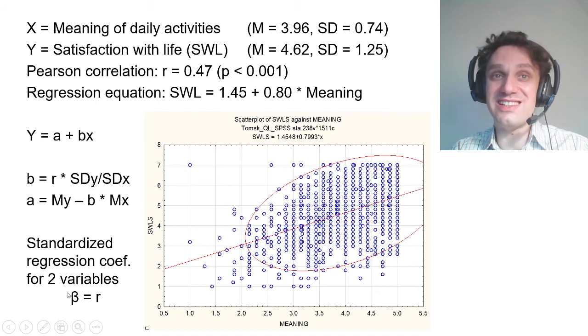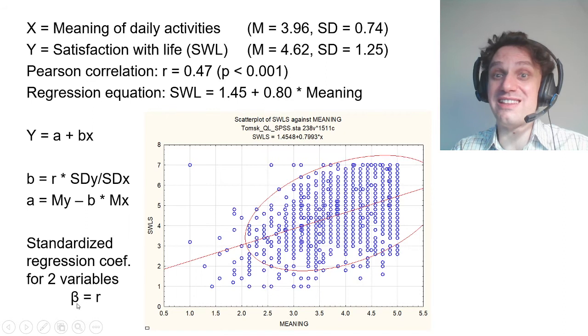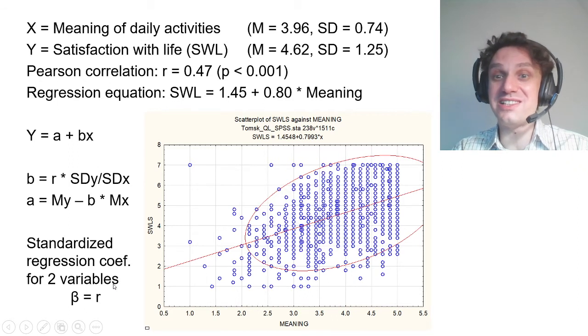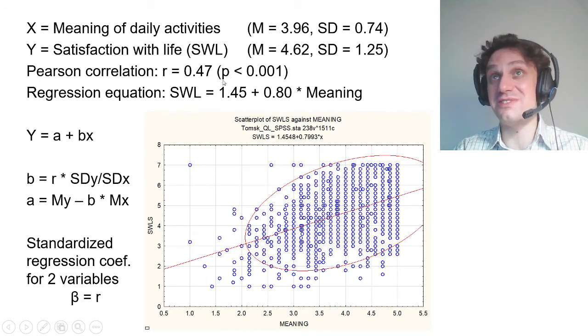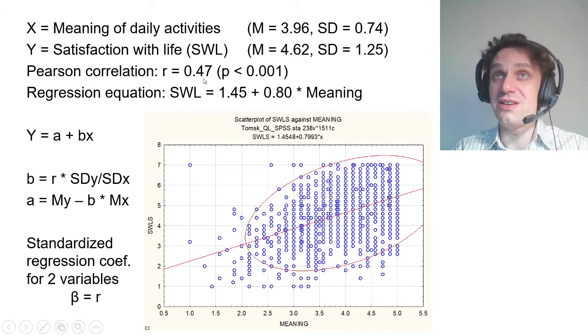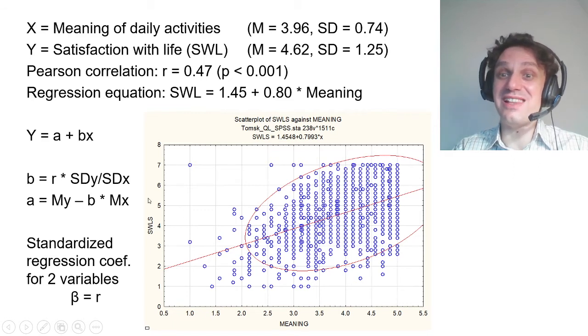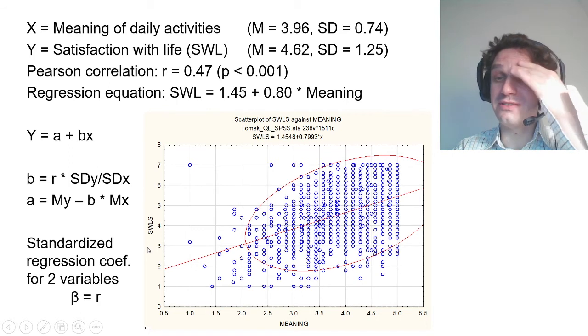And this beta coefficient, the standardized regression coefficient that we would obtain if we standardized both variables, for just two variables, is equal to the correlation coefficient. That's why when we want to present an association between two variables, a correlation coefficient is completely enough to describe how strongly they are related and to explain how we can predict one variable from another. So if we square it, the R squared would be something like 0.22, which would mean that the meaning of daily activities and satisfaction with life share about 22% of variance.